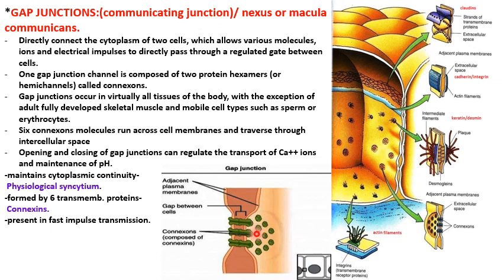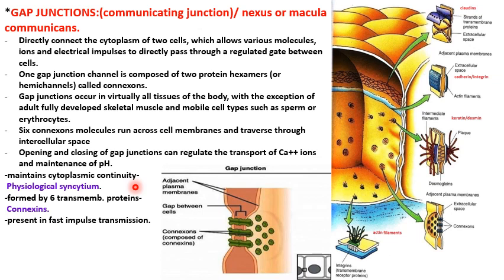So these connexons, the six connexons, they can open and they can close accordingly under the influence of the pH of the cytoplasm of the cell. That's how the opening and closure of these connexons is maintained. And this maintains the cytoplasmic continuity between the cells in a sheet of epithelium, which will form a physiological syncytium.